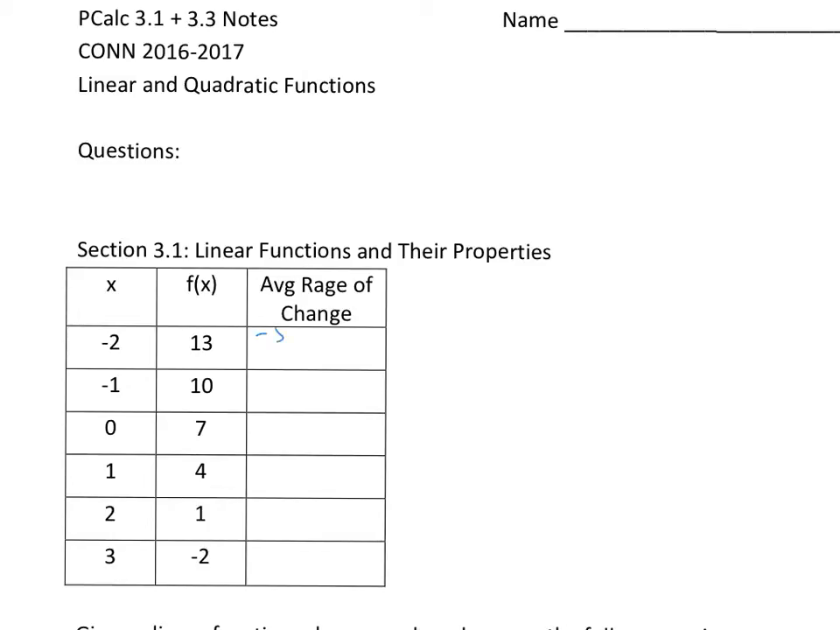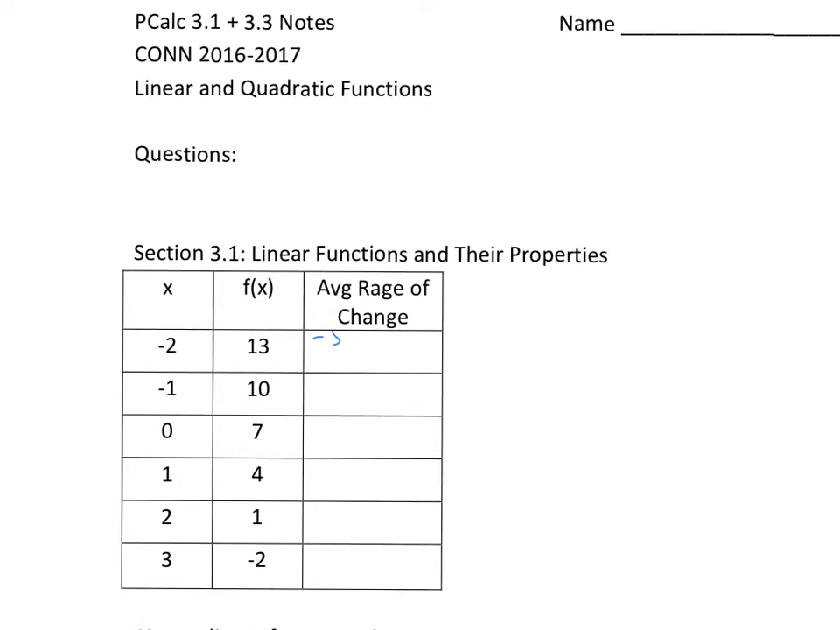So if we talk about average rate of change as being slope, I say the change in the y's is negative 3 over the change in the x's, which is 1. All right, that was supposed to be a 3. So the average rate of change is negative 3.